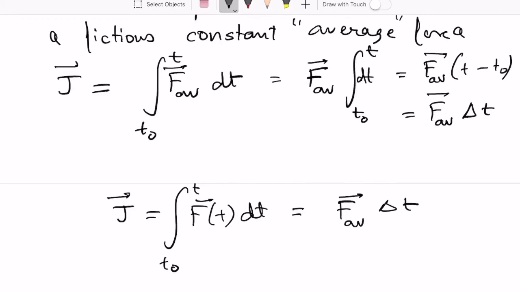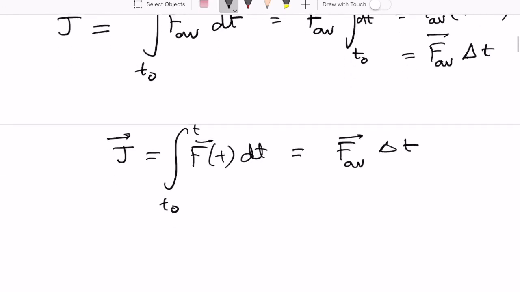Now, usually we are happy with just this average force. We don't really care about the details of the actual force that's acting, just because the force is acting for such a short amount of time. So we're just happy with pretending that the force is constant, and just working with this constant average force, right? Okay, so that is the definition of impulse. So impulse is one of these two, either this one or this one, depending on which form of the force you want to work with.